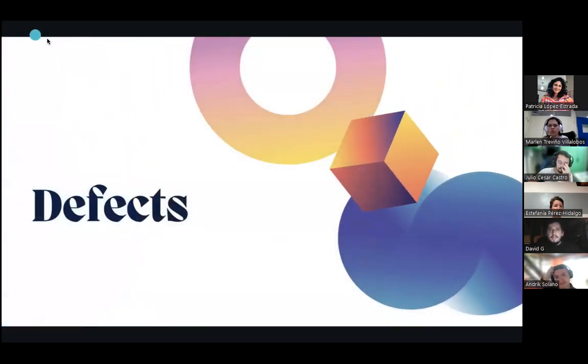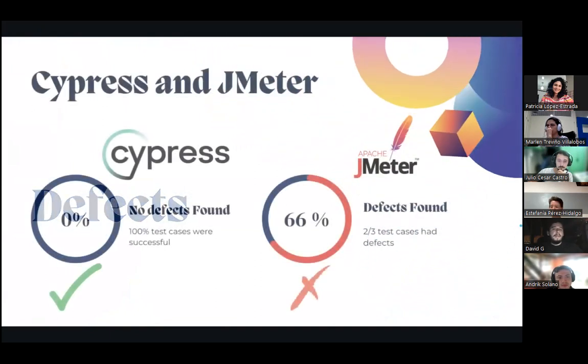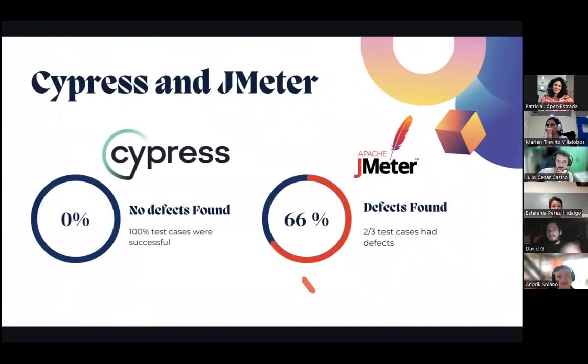Thank you. Okay, now we are going to talk about the defects that were found. Emphasizing what has been mentioned before, black box testing was performed using Cypress, and all of the test cases were successful. However, in the performance scenario using JMeter, 2 out of 3 test cases failed.